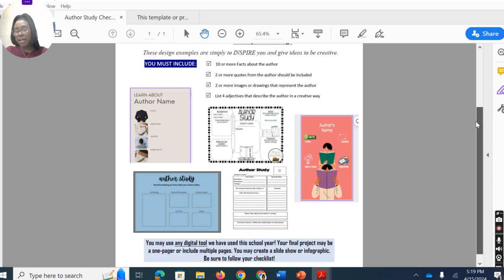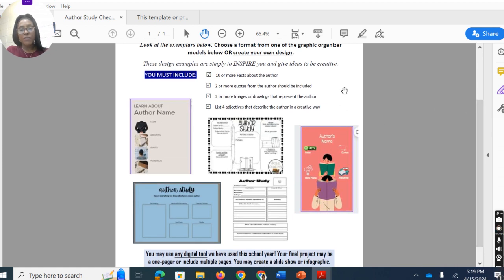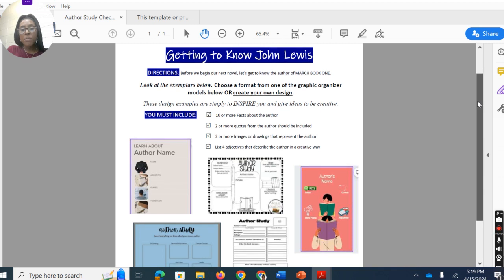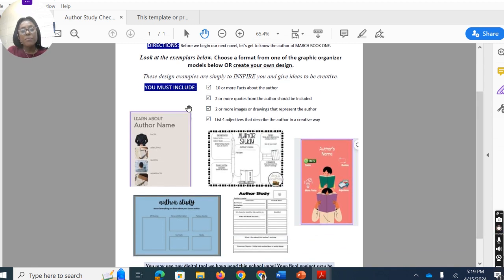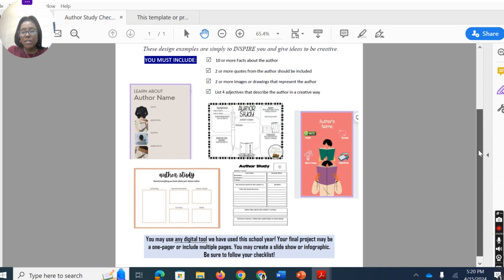So this would be an example of my 3rd or 4th, depending on how you look at it, because it's an infographic which has other infographics included. So we have the PowerPoint slideshow, the mind mapping, and then the infographics here. This is an example of the checklist that students will be using: 10 or more facts about the author, John Lewis, 2 or more quotes, 2 or more images, and include adjectives.